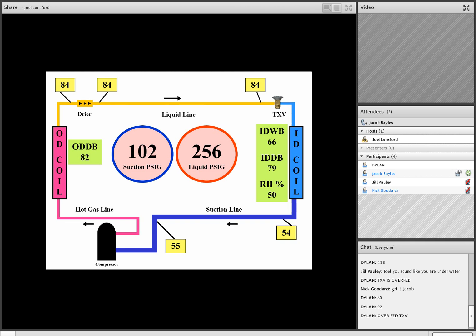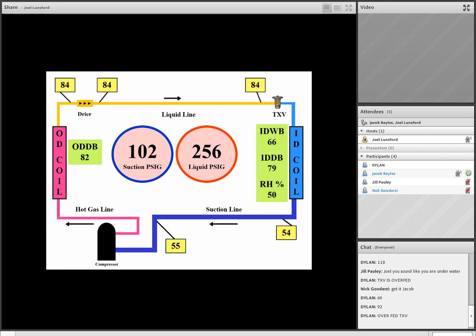About what is it again? About 33. Okay, about 33. Okay, good. Now the temperature on the suction line is 54 degrees. So we have over 20 degrees of superheat, and that tells us the indoor coil is starved.